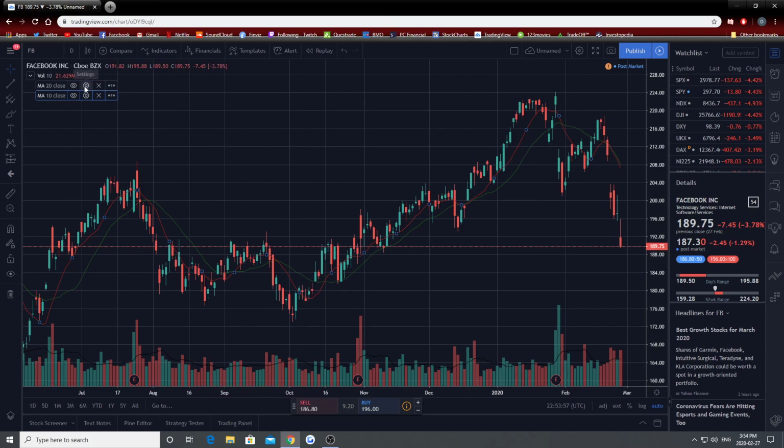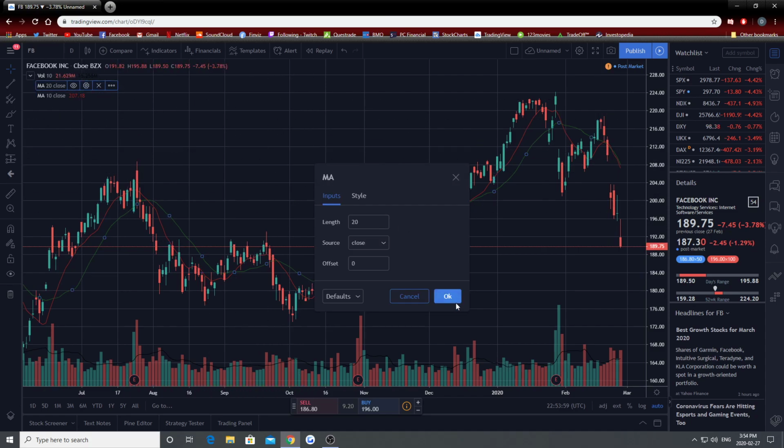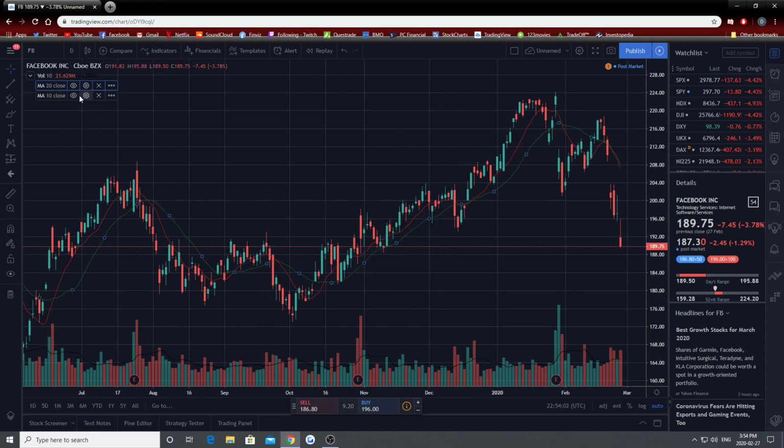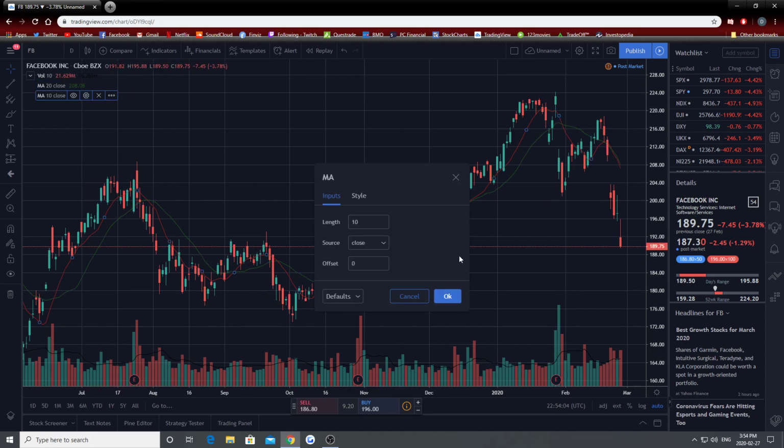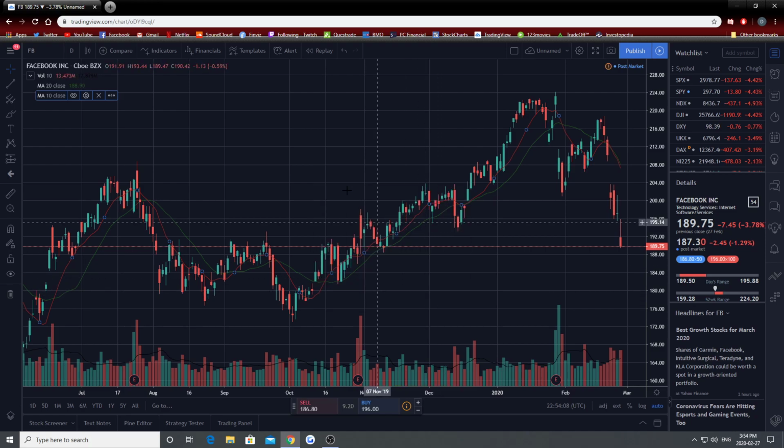So all you need for this strategy is just a 20 moving average, which I've got here in the green, and a 10 moving average, which I've got here in the red. This is a daily chart, by the way, not weekly. So what you're looking for is whenever this red crosses below the green, that's called a dead cross. Whenever it dead crosses, you want to sell.